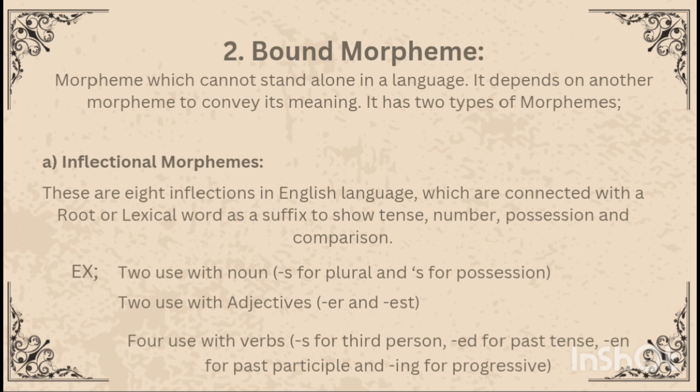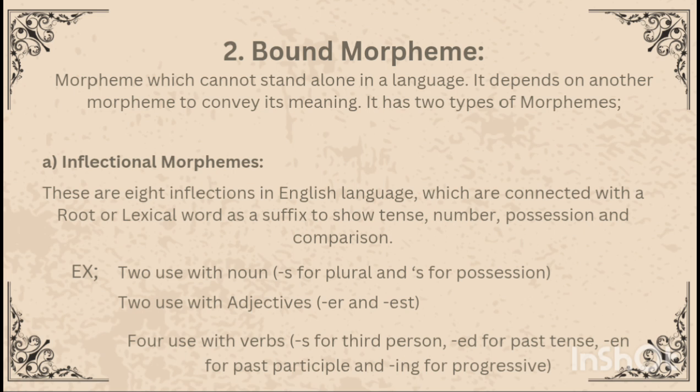Inflection means, in the English language we have 8 inflections. They are used as a suffix to show number, possession, tense, or comparison as well. Let's see an example of how we use inflections, or what inflections are in the English language. English has 8 inflections.